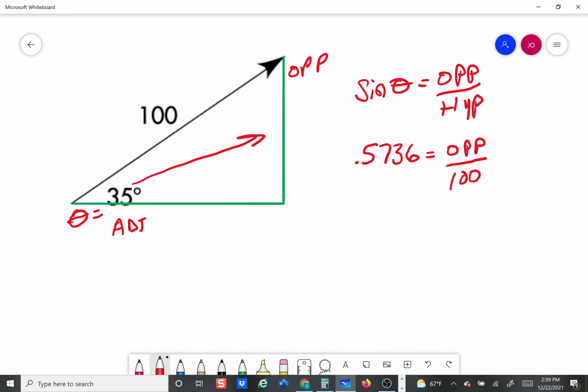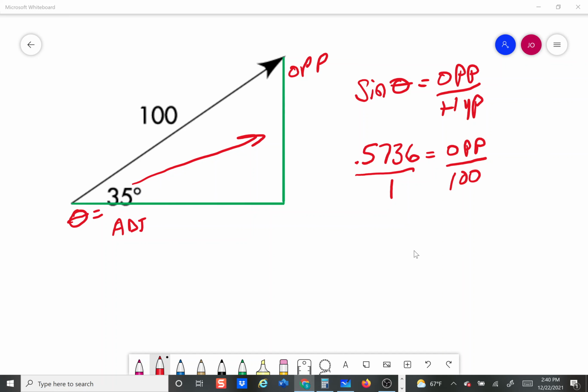Now, one of the things I like to use when I talk about math is that I can make any value I want a fraction if I put it over 1. So now I've got 0.5736 over 1 equals the opposite side over 100. So I think I'm allowed to cross multiply. Does that sound logical? So I'm going to take 100 and multiply it by 0.5736.